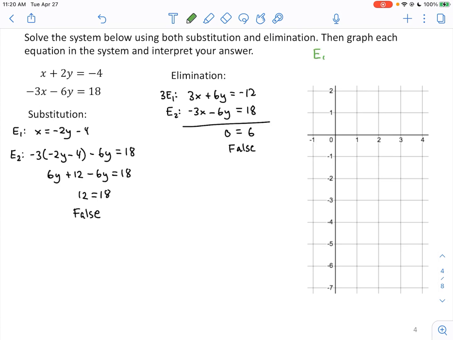Equation 1, I'm going to solve it for y. We get 2y is equal to negative x minus 4, then divide everything by 2, so we get y is equal to negative 1/2 x minus 2. So we have a y-intercept of negative 2 and a slope of negative 1/2, so if we go over 2, then we would go down 1 to get to another point.